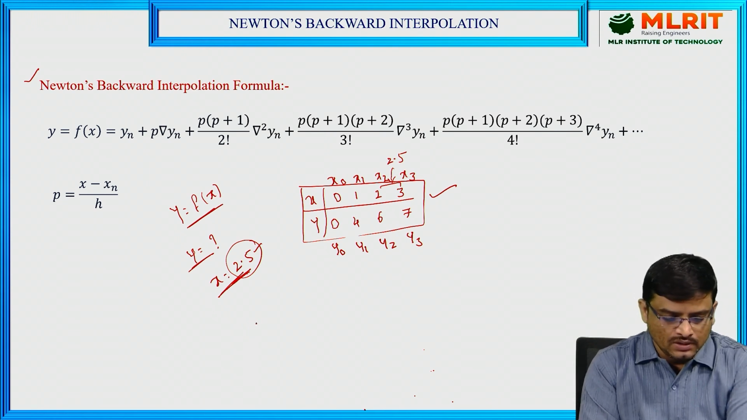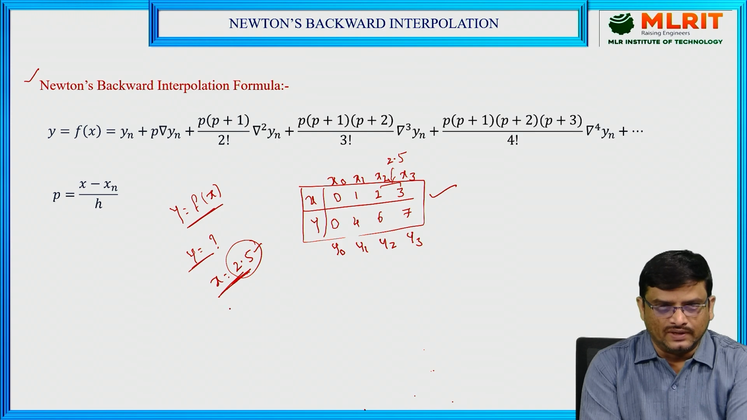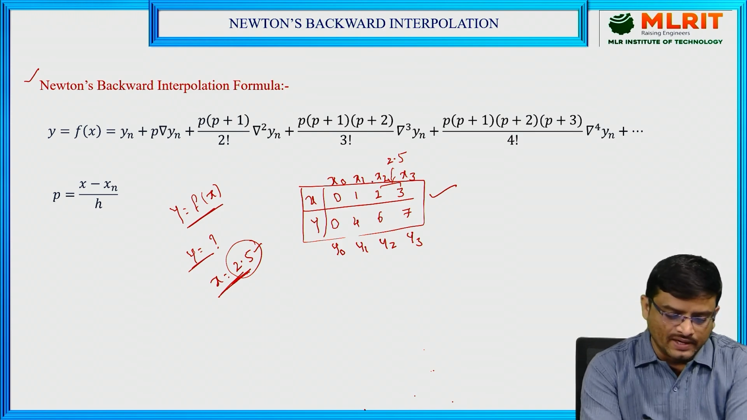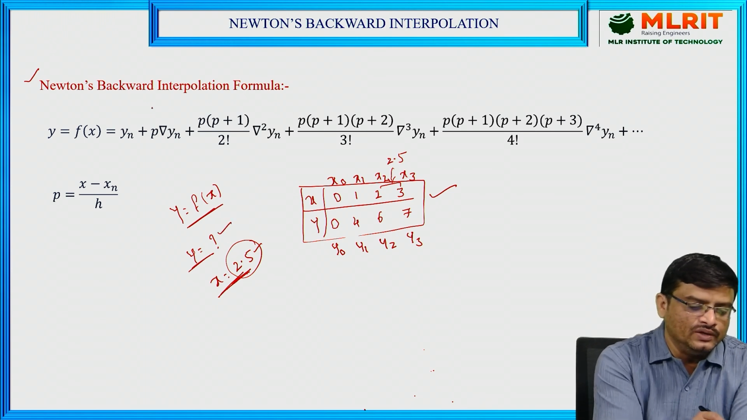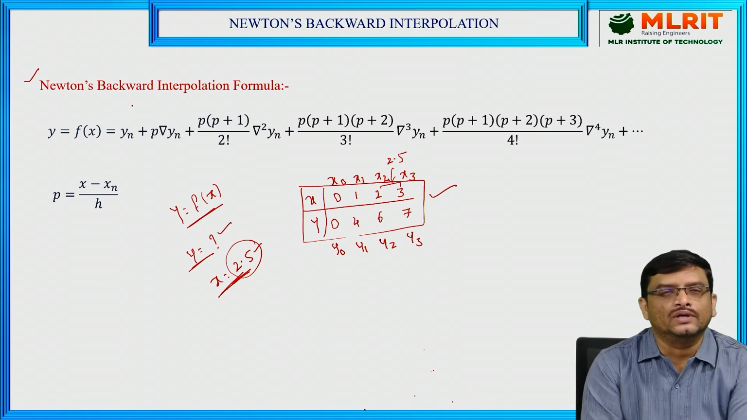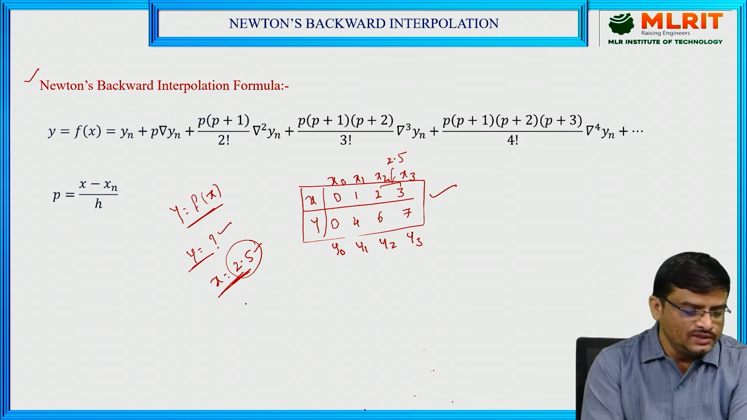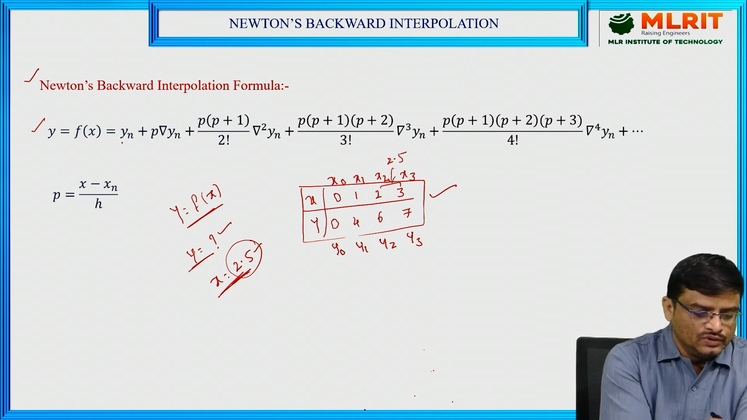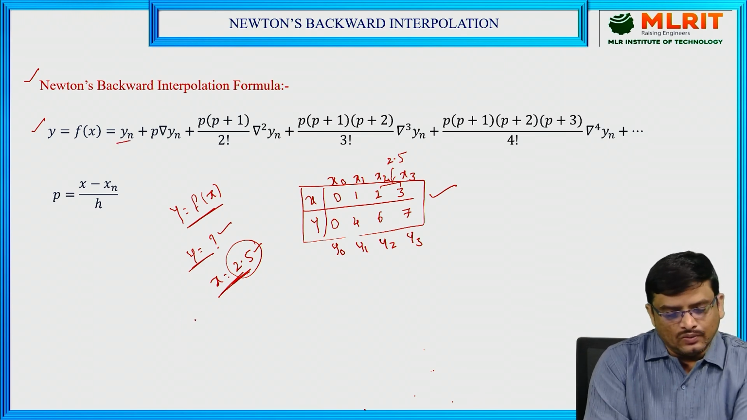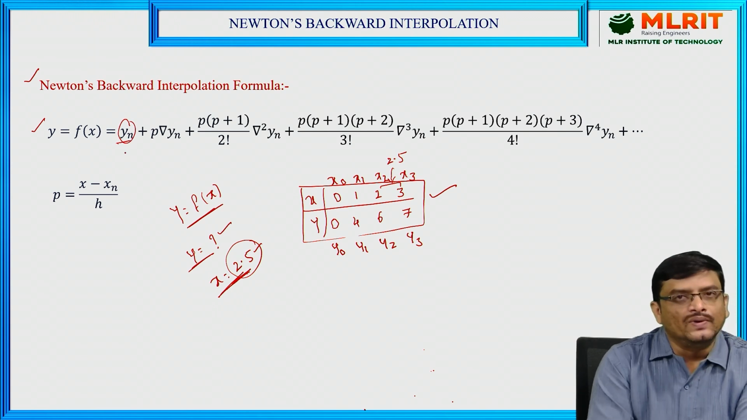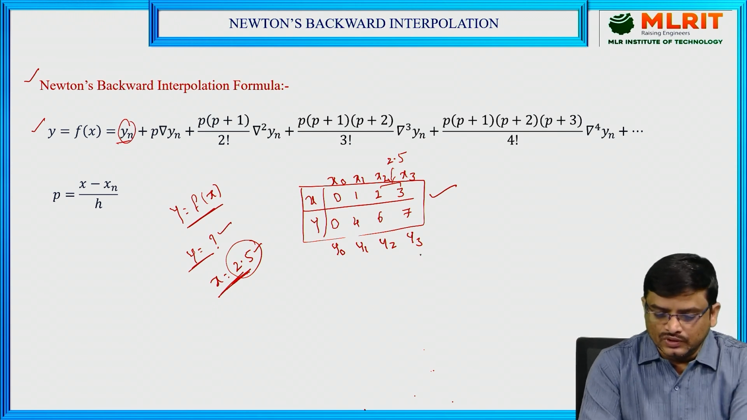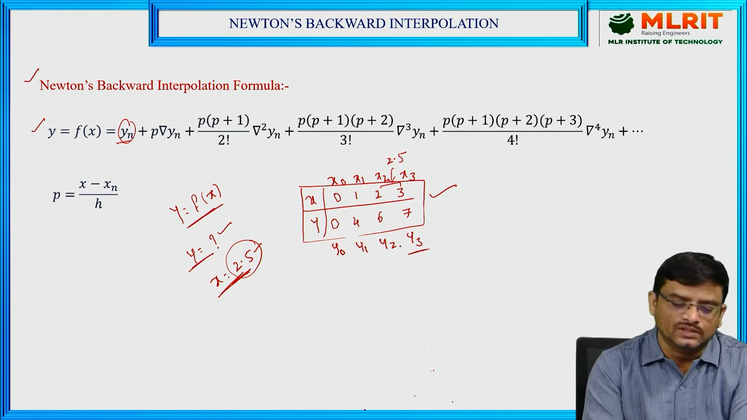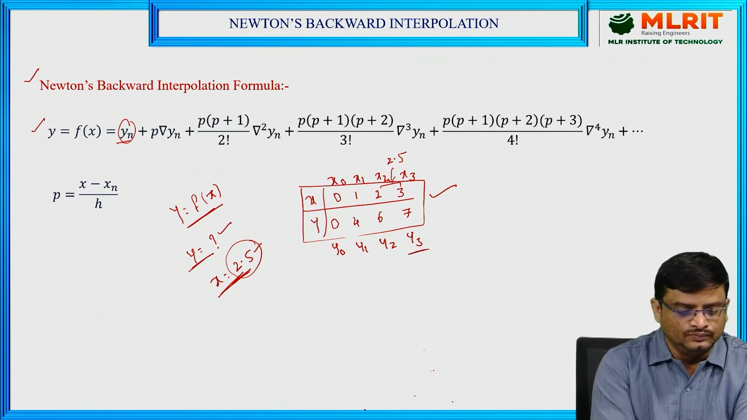Once again I will repeat. Whatever value is given for x, if that x value lies at the ending of the table, then to find the value of y we can use Newton's backward interpolation formula. This is our standard formula to apply. Here yn represents the last value of y in the table. In our example, the final value of y is y3. So we can replace that yn with y3 plus p.